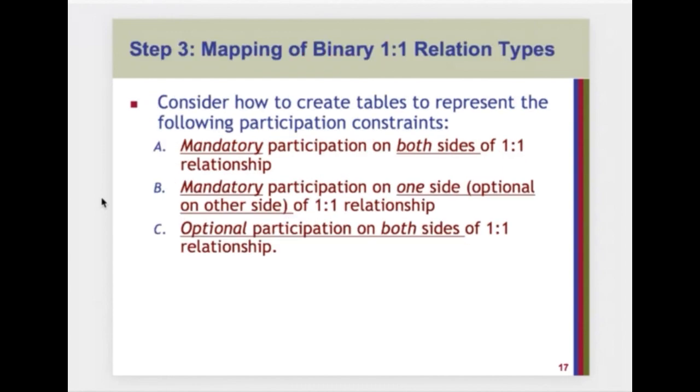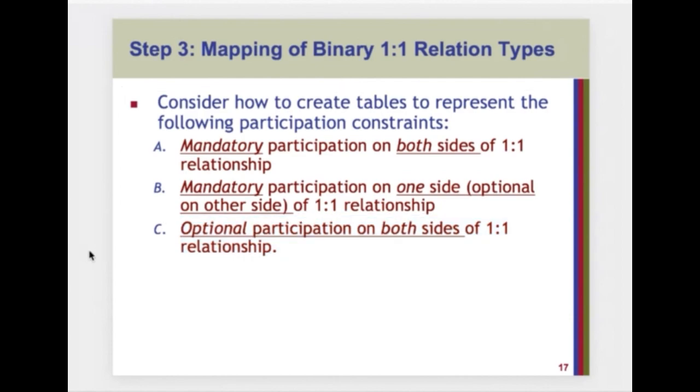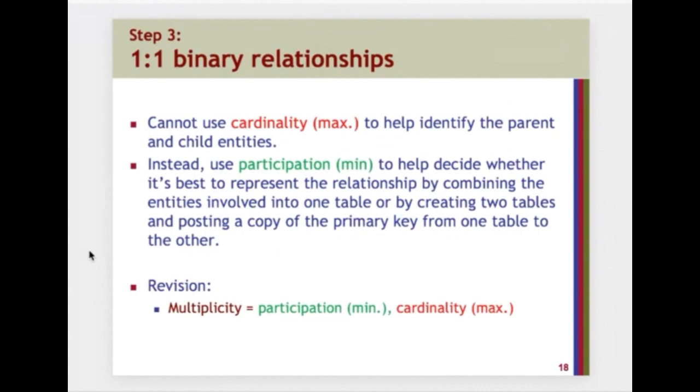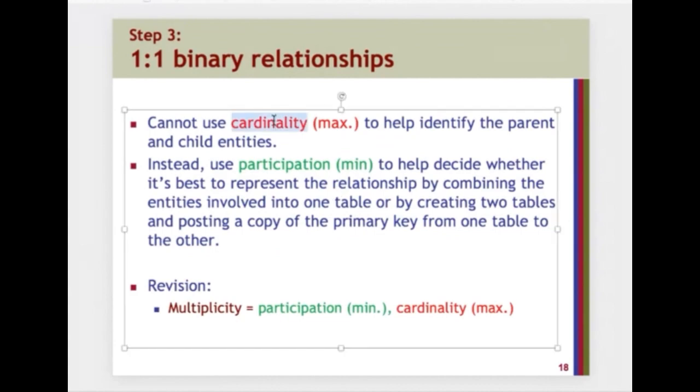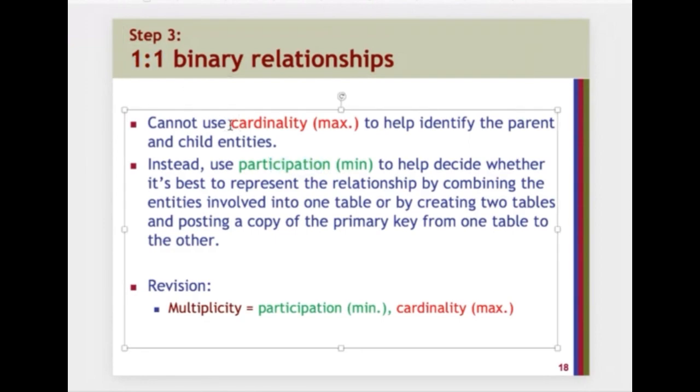Then we started learning binary relationships of different types, and we saw how we map a one-to-one relationship. We saw 3 cases. In the first case, both sides were mandatory. In the second case, one side was mandatory and the second was optional. In the third case, both sides are optional. And we also noticed that we should concentrate on the cardinality, which is the maximum value, because looking at the minimum value in a one-to-one relationship will not help us. So we were looking at the maximum value.